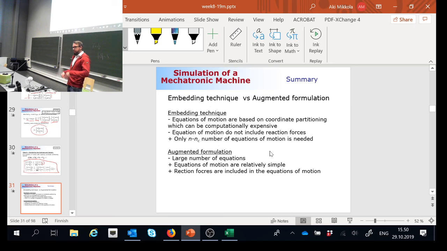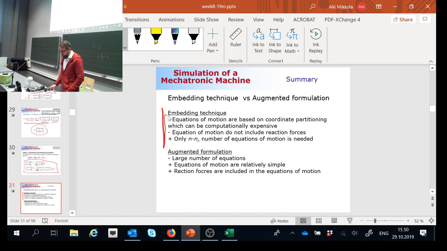Okay, so summary. Embedded technique versus augmented formulation. Again, embedded technique is the one where we substitute the constraints inside of the original equation of motion. Augmented formulation, we are adding the constraints with the help of Lagrange multipliers.